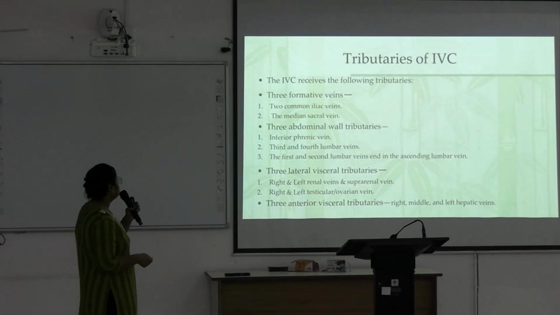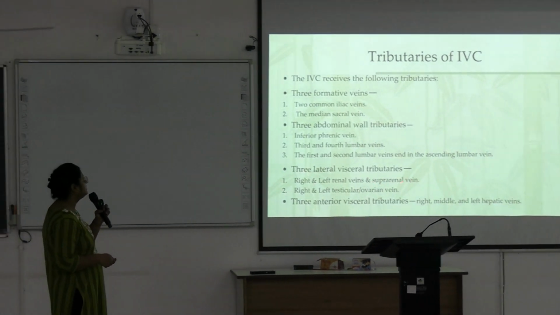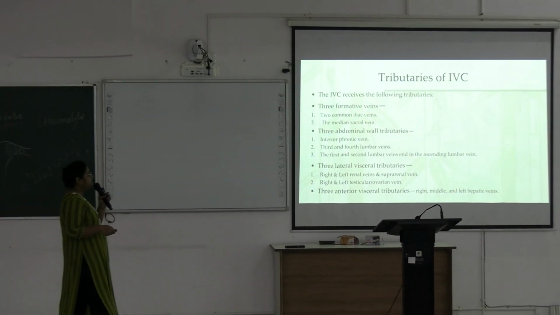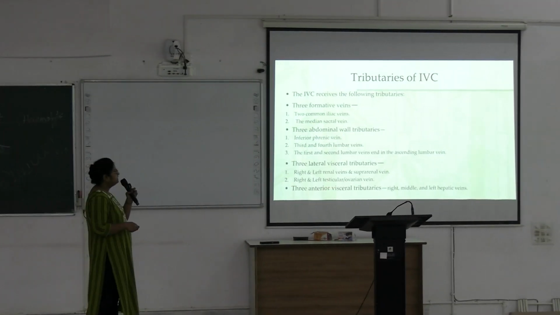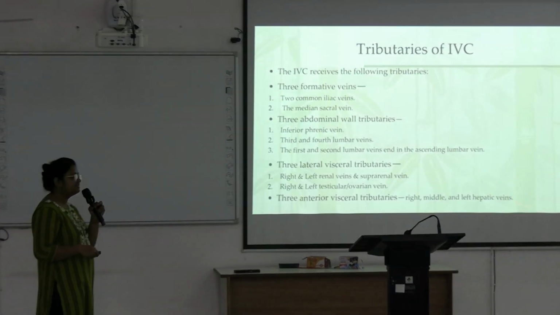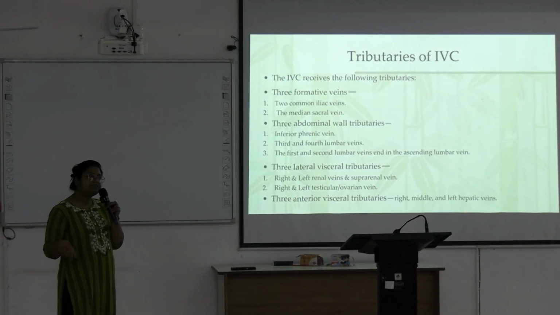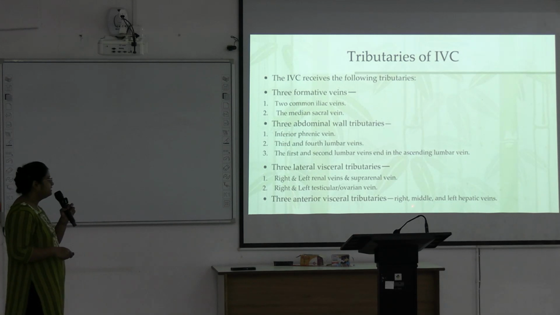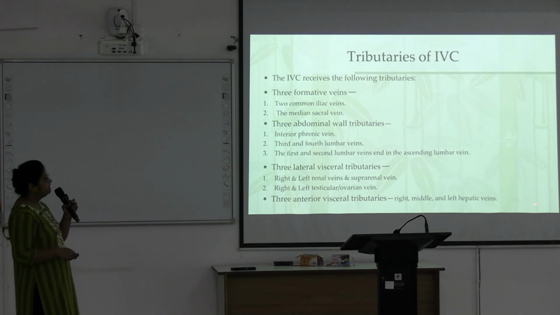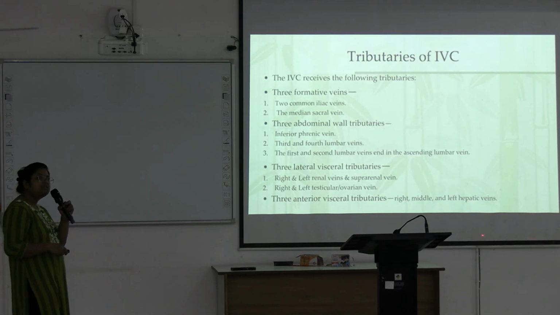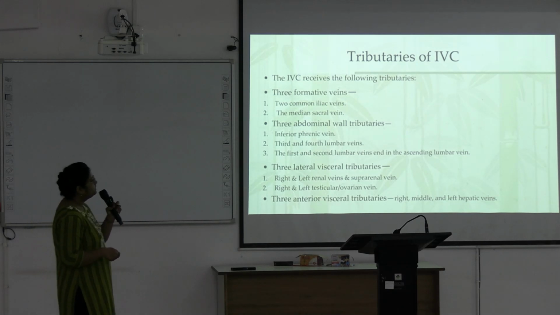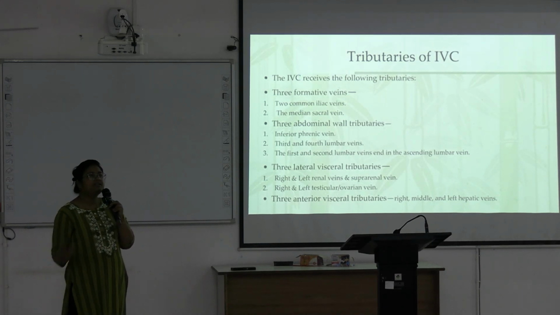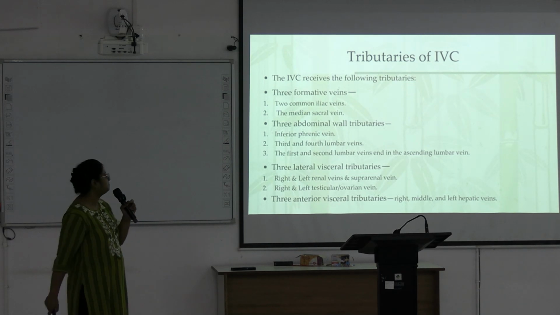And there are 3 lateral visceral tributaries. These are right and left renal veins, right and left suprarenal veins, right and left testicular or ovarian veins, like the lateral branches of the arteries. And 3 anterior visceral tributaries are right, middle, and left hepatic veins. These hepatic veins are directly draining into the inferior vena cava in the vena caval groove.